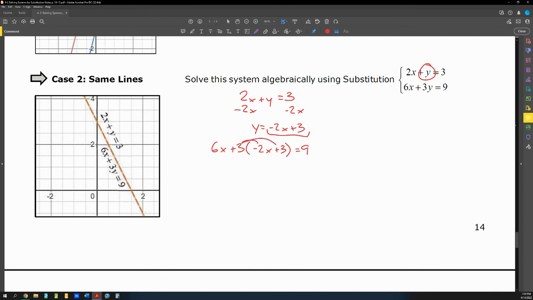Now we can solve for x, and we get 6x, and then 3 times negative 2x is negative 6x. 3 times 3 is 9, and then equals 9. Well, combining like terms, those 6x and negative 6x cancel, and we get 9 equals 9. Again, whenever you have a number equals a number, you have to ask yourself, is this a true or false equation? In this example, 9 does equal 9. That is true. So, because this is true, this system of linear equations has infinitely many solutions.